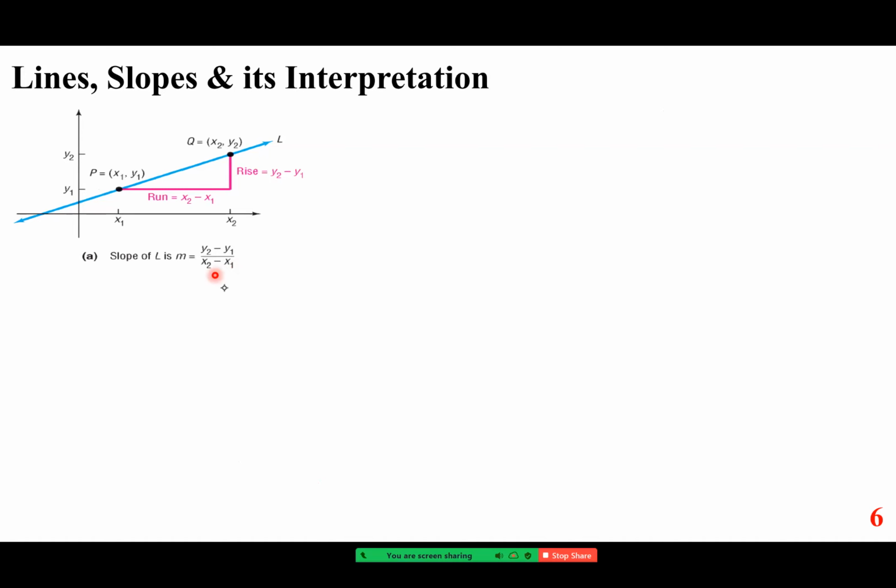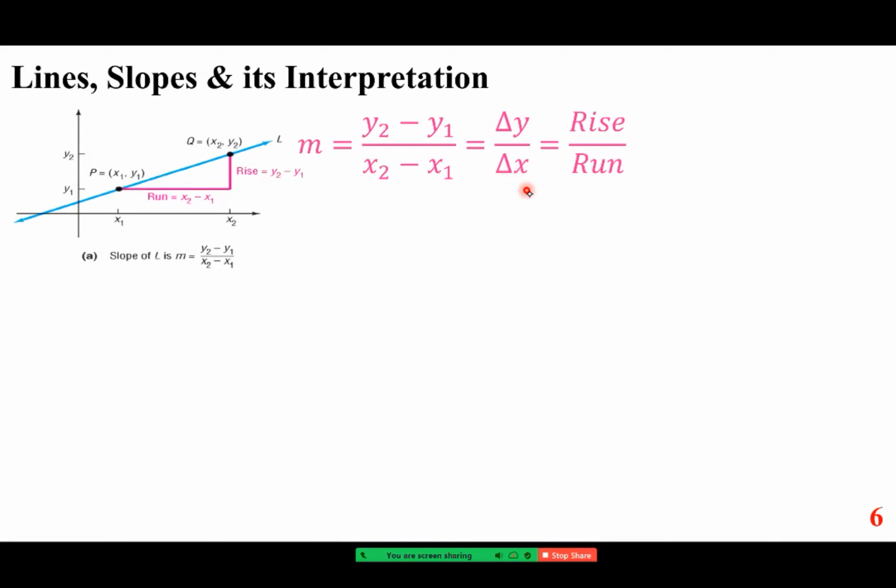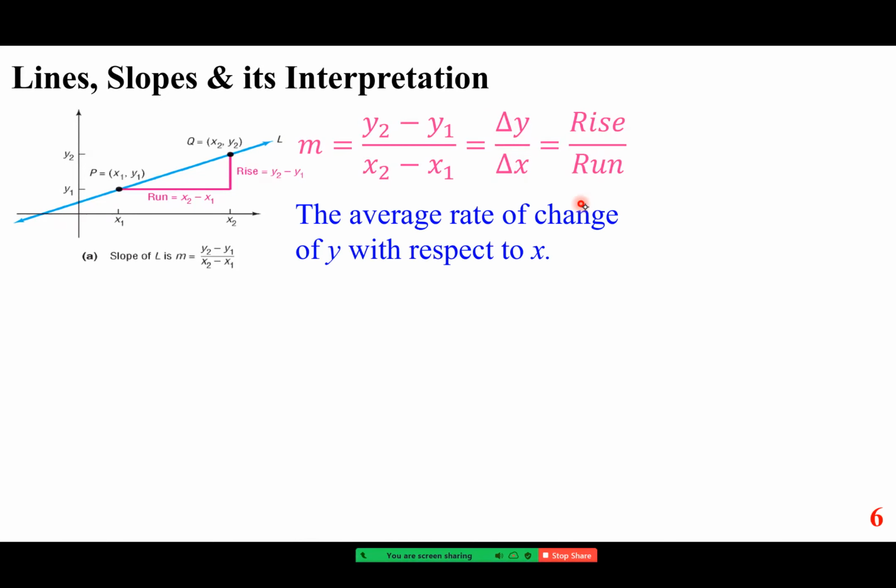And slope is defined as change in y over change in x, which is y sub 2 minus y sub 1 over x sub 2 minus x sub 1. This is known as rise over run. So depending upon the text, sometimes you see this notation, delta y, change in y, over delta x, change in x, rise over run. It is also known as the average rate of change of y with respect to x. This is the interpretation, this is the definition, and when it comes to application, it is truly helpful.